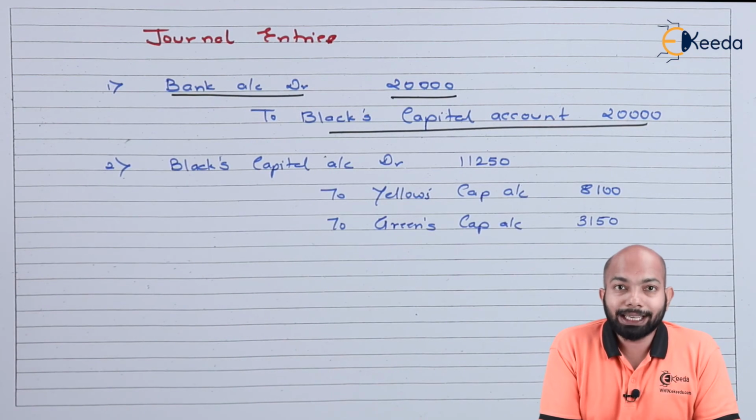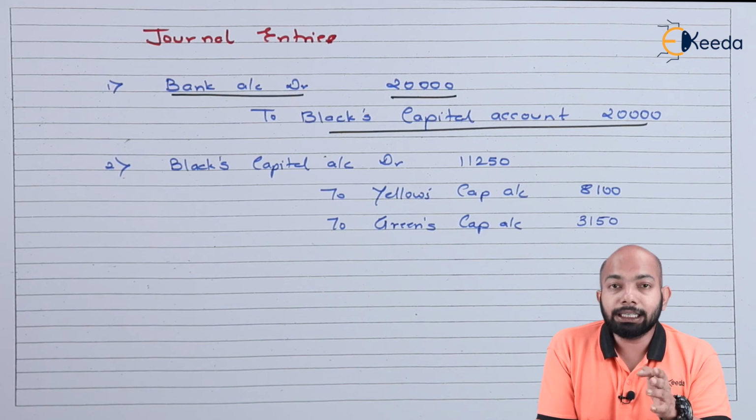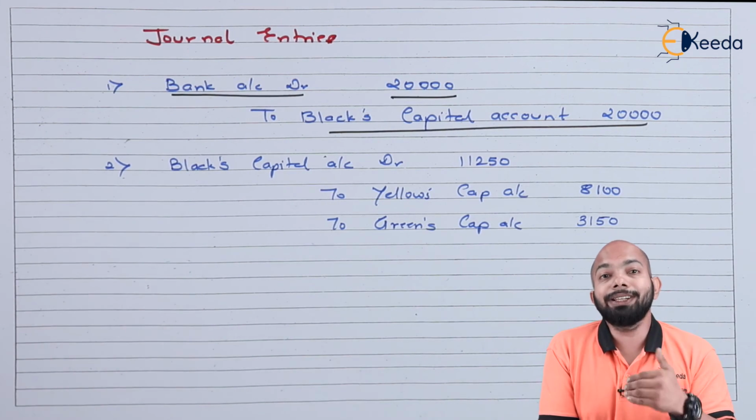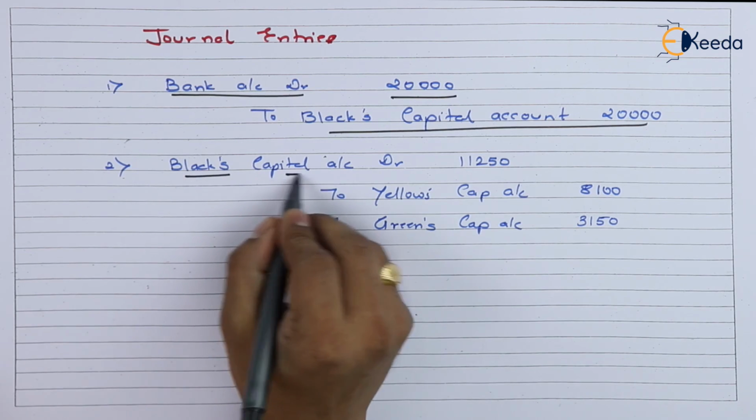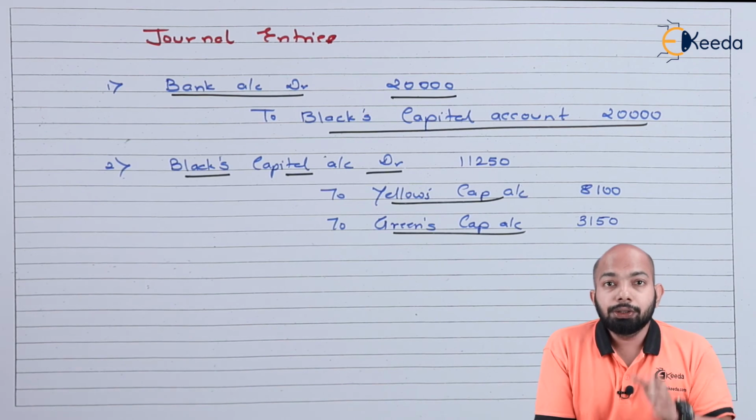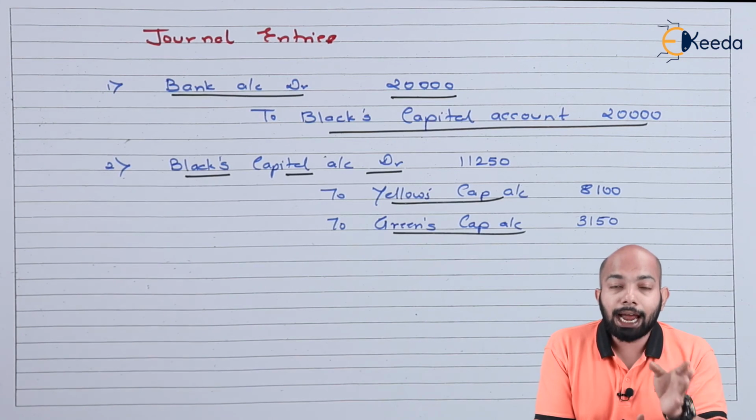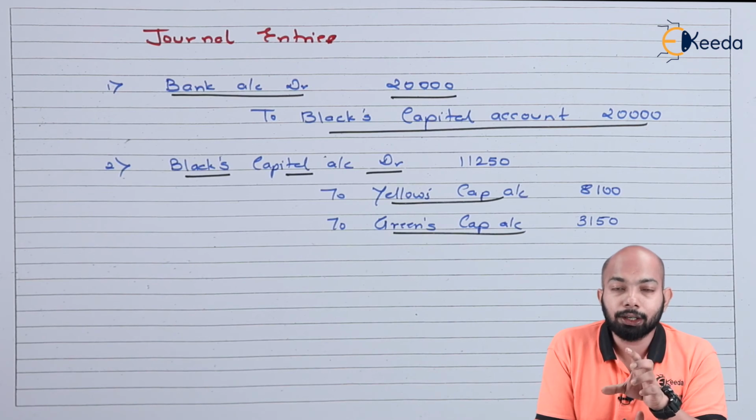20,000 is the amount that is supposed to be credited, and the second part refers to the capital account of black being debited in respect of the profit sharing ratio, or rather the compensation black has to give to the existing partners yellow and green in the form of the goodwill calculation that we did earlier. So that will be black's capital account debit to yellow's capital account with the amount of goodwill calculation that we have done, 8,100, and to green's capital with the amount of 3,150, which is calculated as per green's calculation. So the total amount is 11,250.